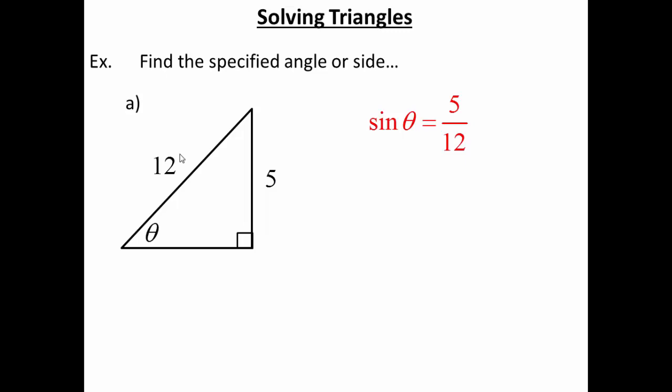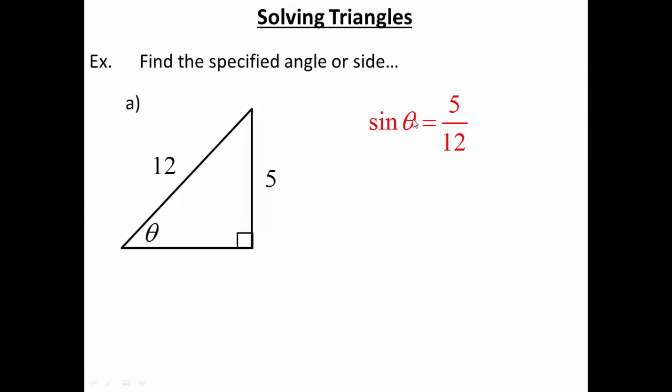But we're not done. This question actually asks us to solve the triangle. In other words, we want to solve for the missing angle. I want to figure out what angle has a sine ratio that is 5 over 12. So let's switch our brains into solving equation mode.